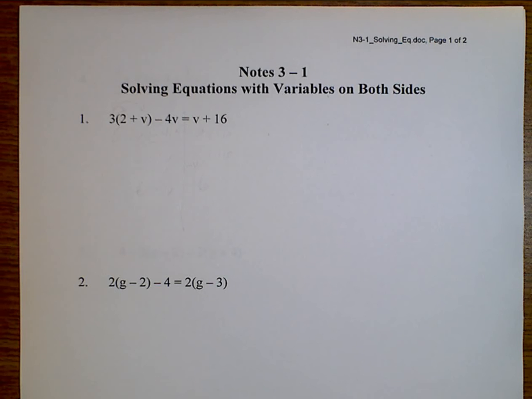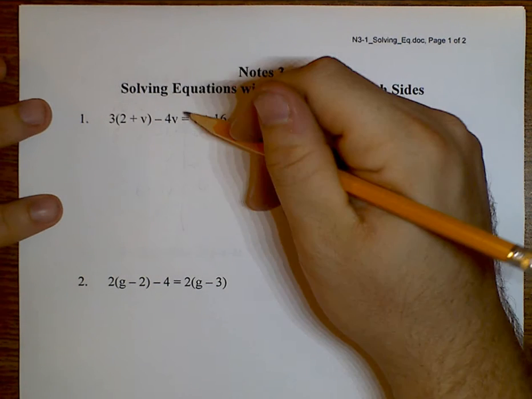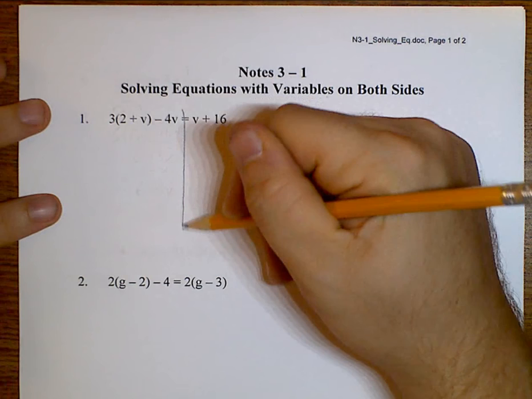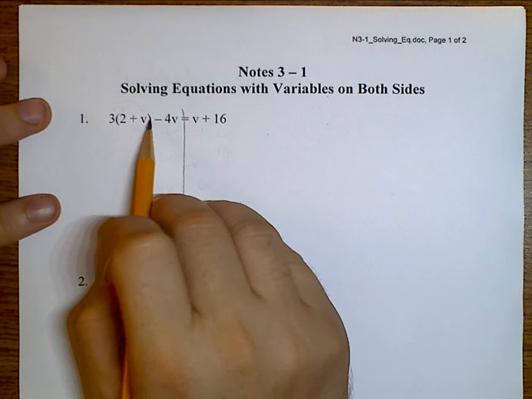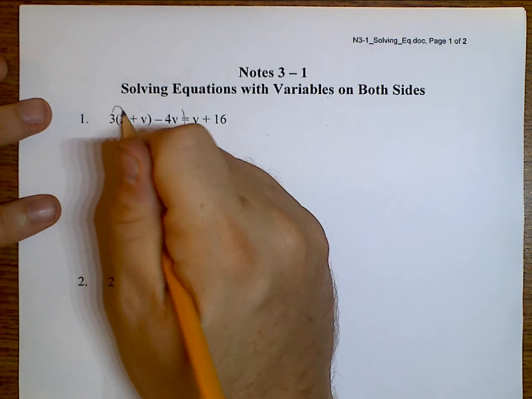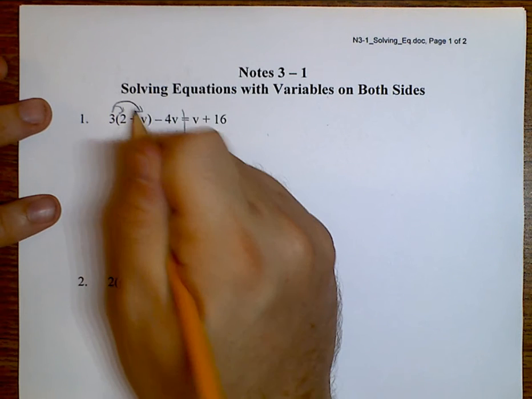We're going to be talking about how to solve equations with variables on both sides. This should be a review, but let's go ahead and go back over it. When we have parentheses, that means that we need to distribute. So I'm going to take the 3. I'm going to distribute it against everything.